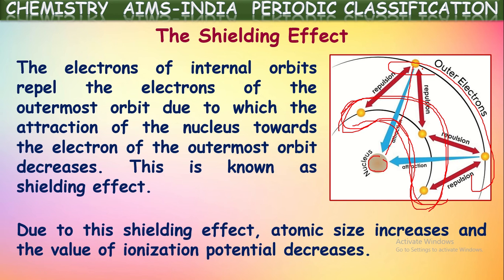Due to this shielding effect, atomic size increases and the value of ionization potential decreases. If these electrons are not there, what happens? The nuclear force of attraction on these electrons will be high, so they will be held tightly, size decreases. But because of these inner electrons, nuclear force of attraction on these outer electrons is being less. These are shielding at the middle. So nuclear force of attraction is being less, and these electrons are moving a little away from the nucleus, so size increases. We know if size increases, ionization potential decreases.